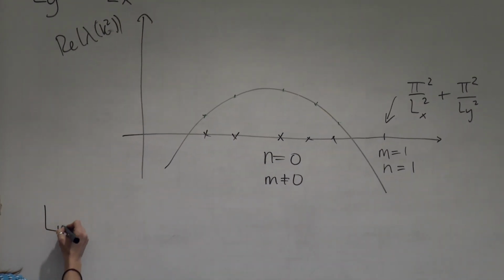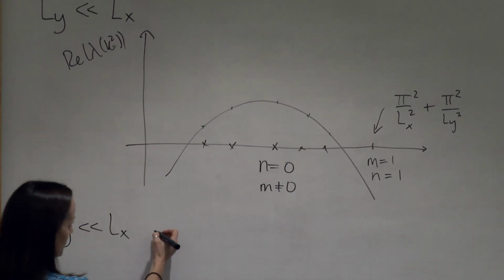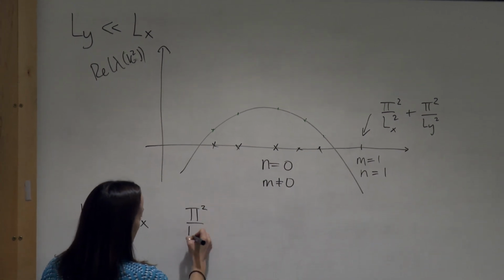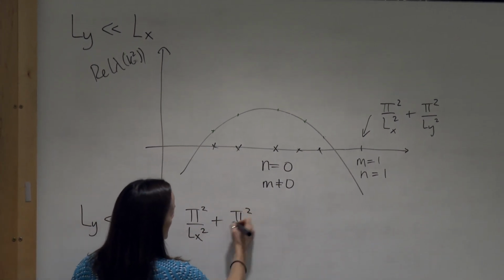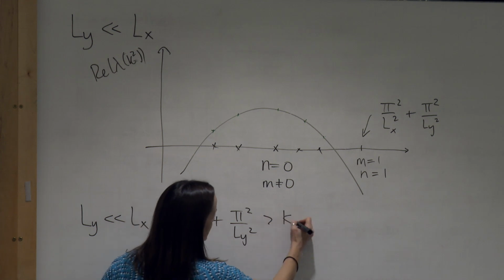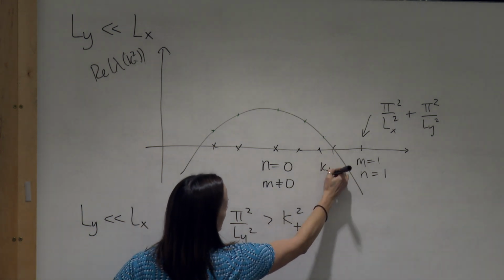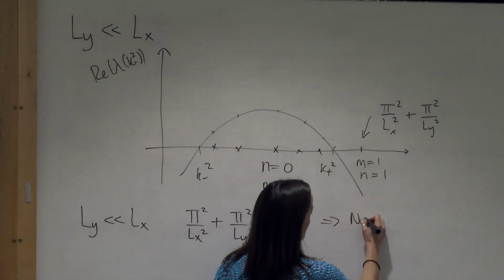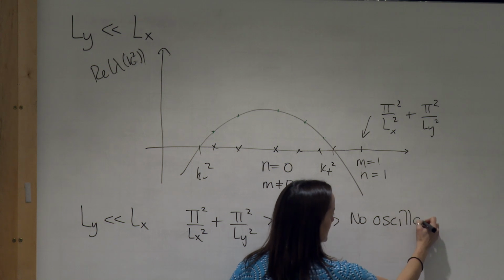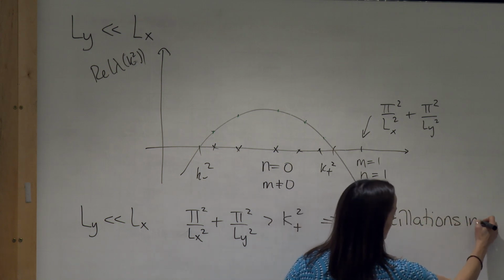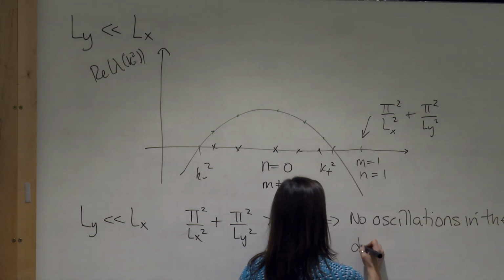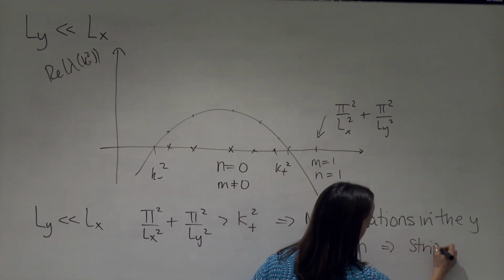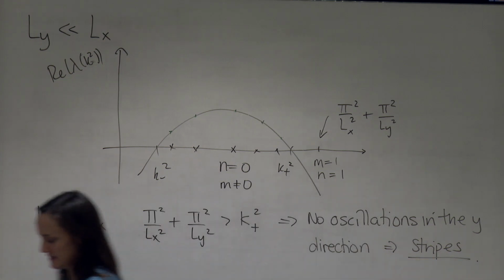So if Ly is much less than Lx, what did I say? Pi squared on Lx squared plus pi squared on Ly squared is always going to be greater than this k plus squared, if you remember. And it's going to say no oscillations in the y direction, which is going to give us stripes as a pattern.